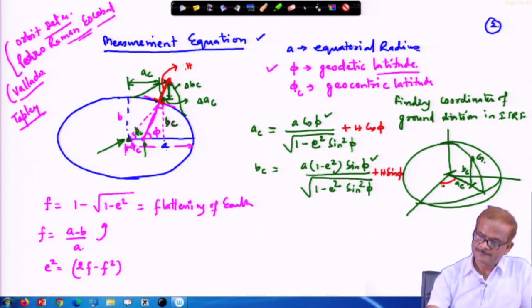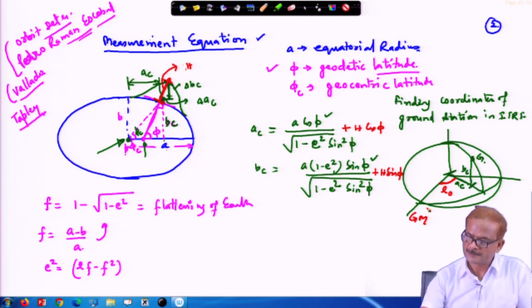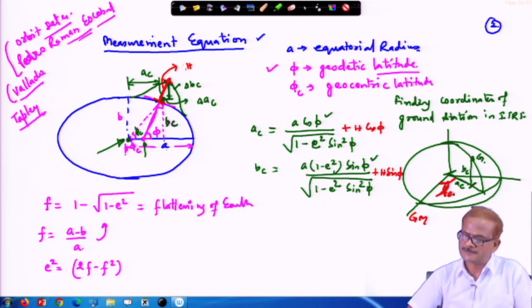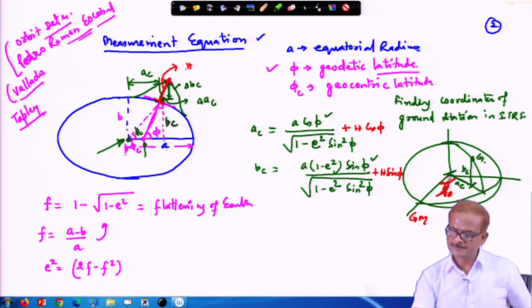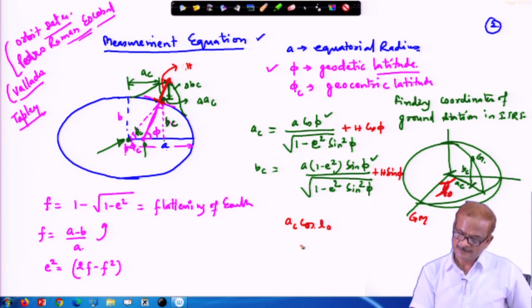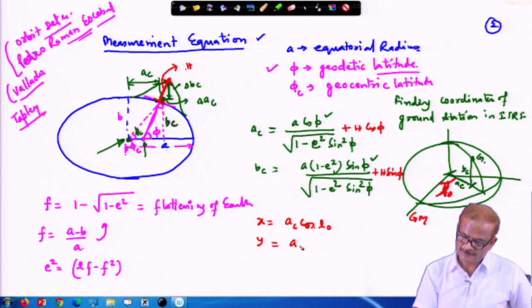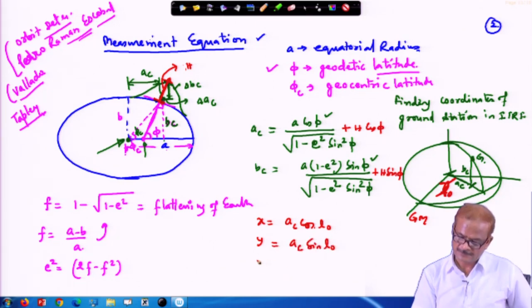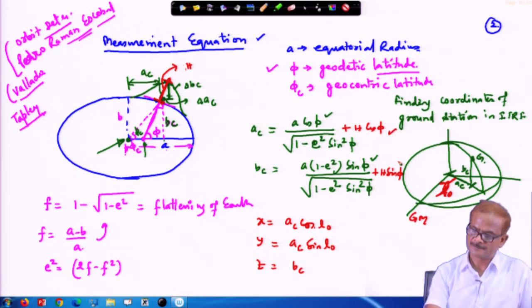So, this way if you are measuring, and say this is the Greenwich meridian and from there you write L 0. Or the symbol perhaps I have used earlier was lambda, I do not remember. So, maybe we can keep the latitude as phi, the longitude as L 0. With respect to the ITRF, the coordinate then becomes A c cos L 0 as the x coordinate, y coordinate becomes A c sin L 0, and z coordinate equal to BC, which comes after adding this altitude. If h equal to 0, this gets reduced to the previous value.